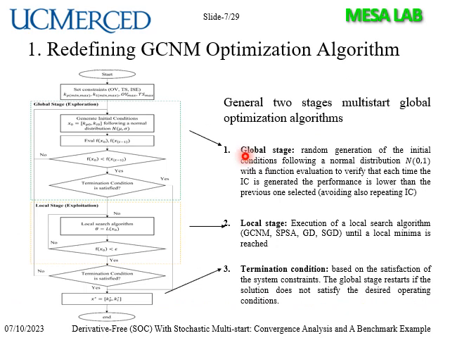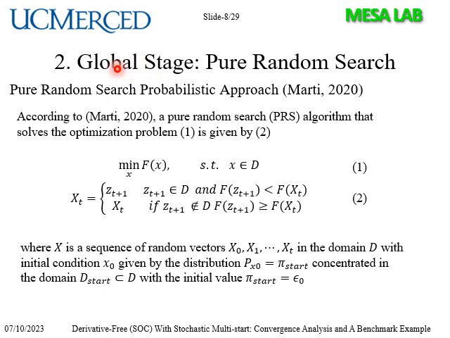In order to analyze the GCNM convergence, the algorithm is divided into stages. The first is the global stage, composed of the random search, and the second is a local stage composed of the Nelder-Mead. The first stage, corresponding to the random search, can be analyzed using some of the existing results on random search convergence and probability. So the pure random search can be defined by this cost function, where, based on the probability, the algorithm will converge to the desired solution as the iterations go to infinity.